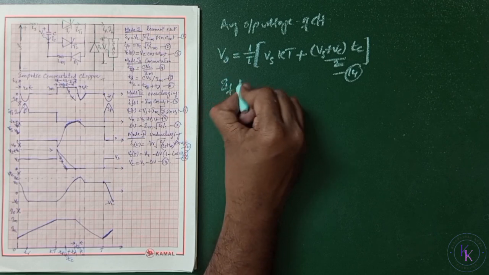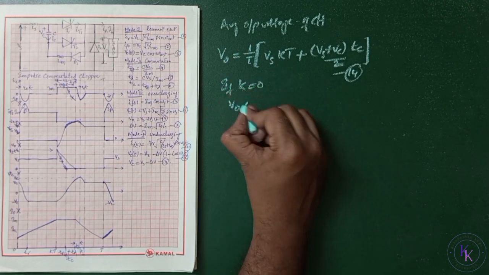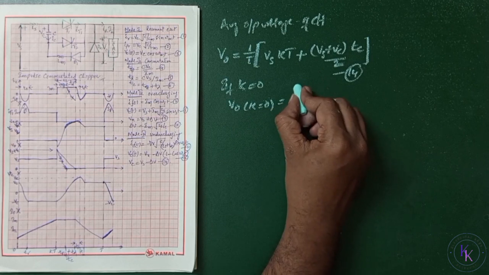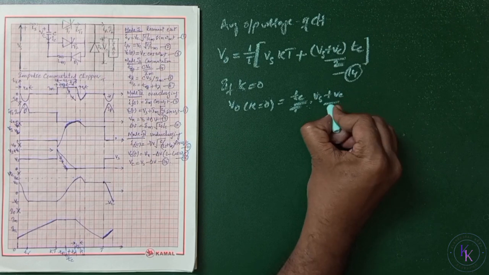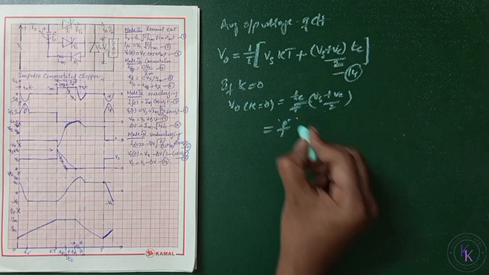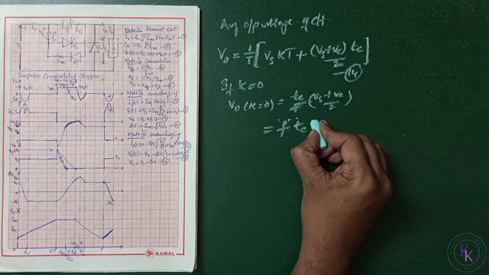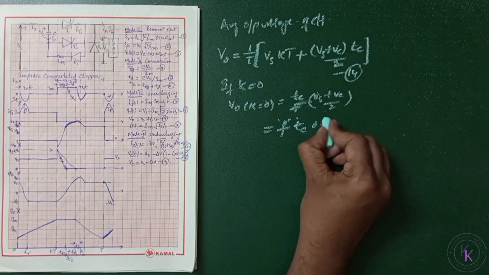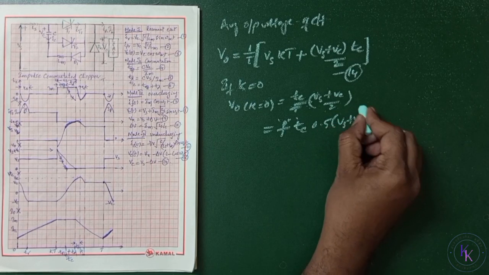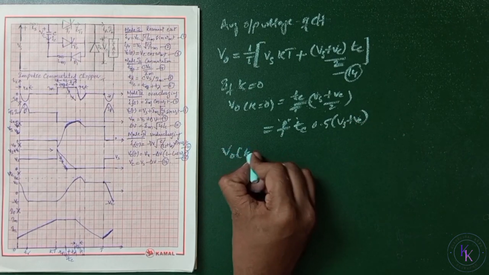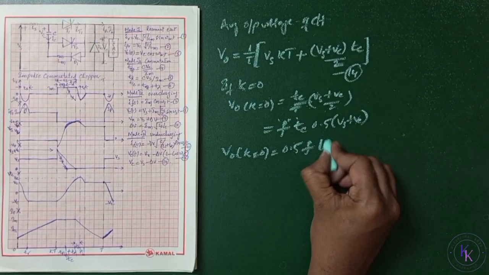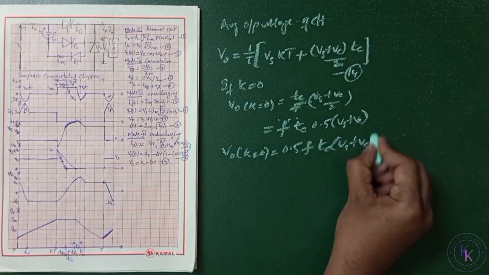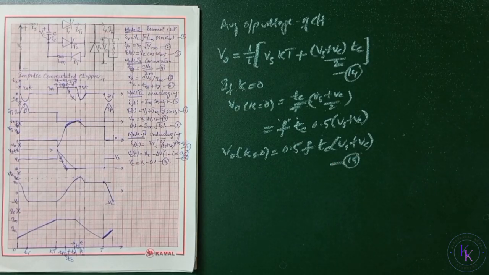If k equals 0 in the above equation, V0 at k equals 0 equals Tc divided by capital T times (Vs plus Vc) by 2. 1 by T is nothing but f, the switching frequency, of Tc, half of the time, so 0.5. You can write V0 at k equals 0 equals 0.5 times f Tc of (Vs plus Vc). Let this be equation number 15. This limits the minimum output voltage of the chopper.